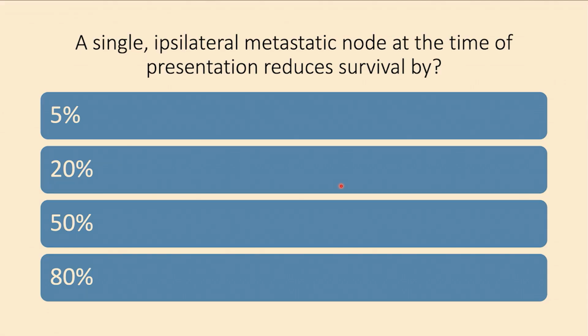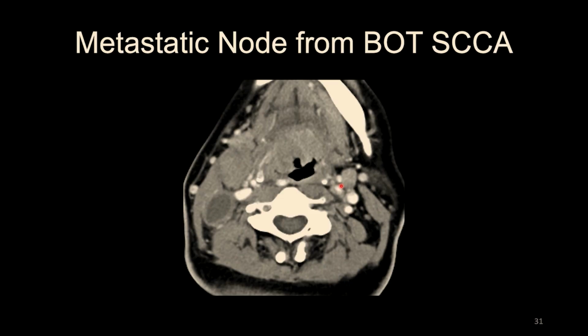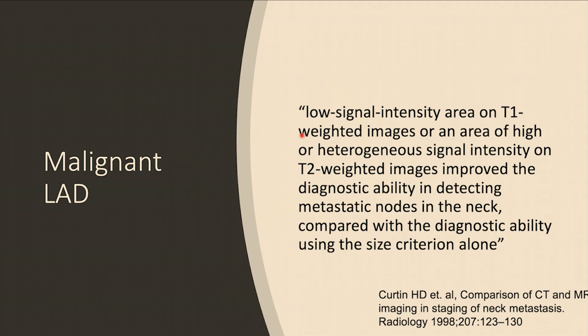So a single ipsilateral metastatic lymph node at the time of presentation reduces survival by 50%, guys. A single metastatic lymph node. Now, cystic lesion here, low centrally, some rim enhancement here. This is a metastatic lymph node from a base of tongue carcinoma that you see right here. So you're going to start looking for the primary, and I'm going to show you some standard places.